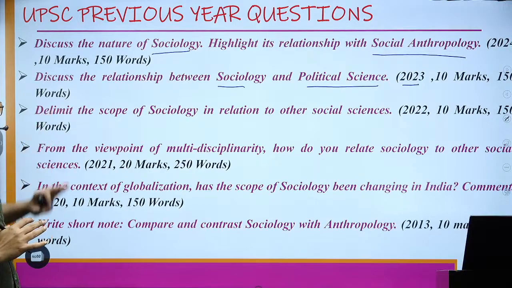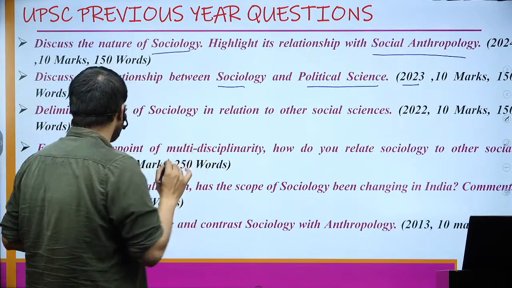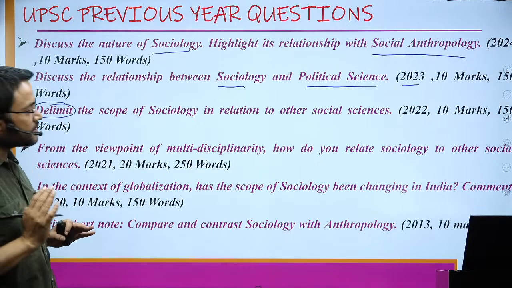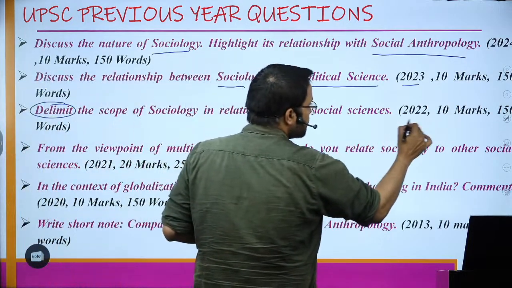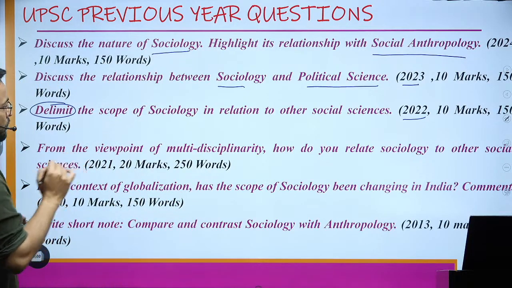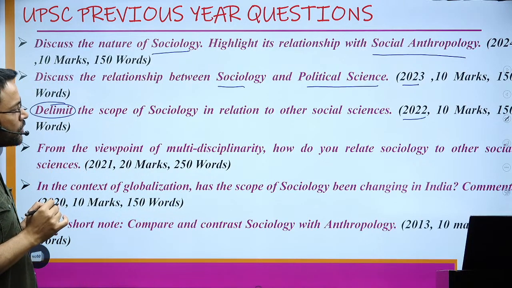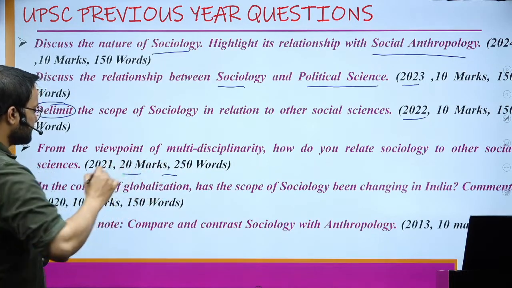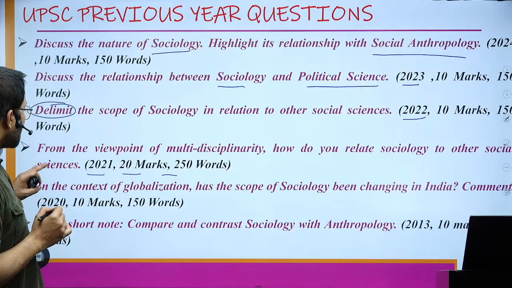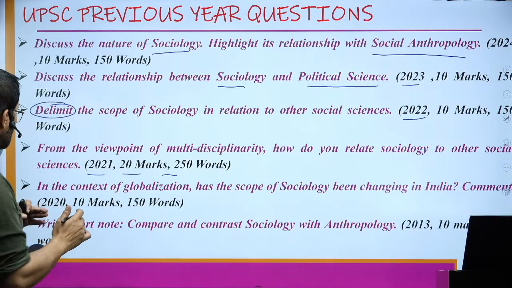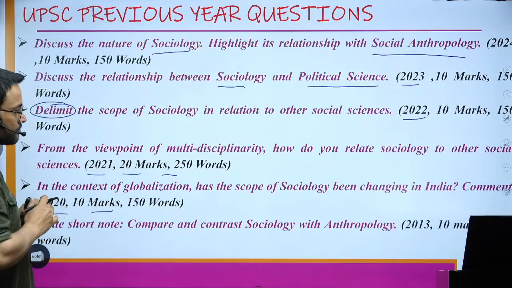Then delimit the scope of sociology in relation to other social sciences. You need to understand the meaning of delimit: setting up the boundaries. 2022, 10 marker, 150 words. Then from the viewpoint of multidisciplinarity, how do you relate sociology to other social sciences? 2021, 20 marker, 50 words. Then in the context of globalization, has the scope of sociology been changing in India? Comment. 2020, 10 marker, 50 words.